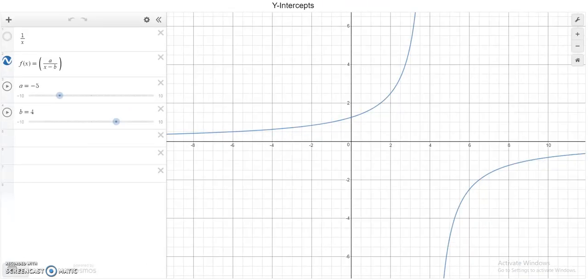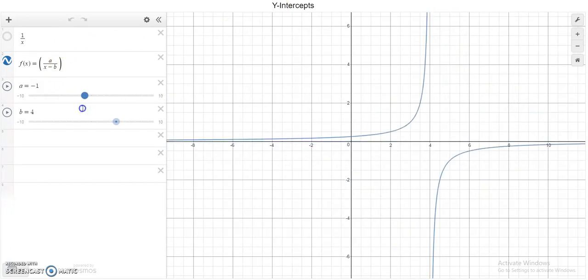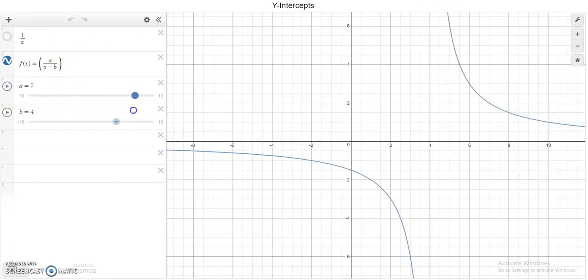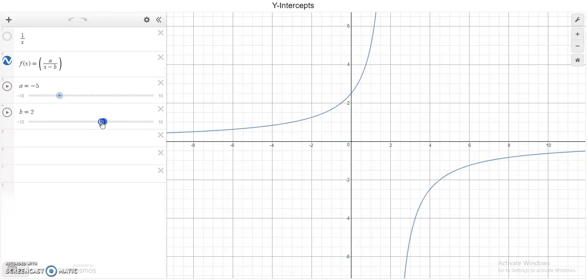So look at our y-intercepts. This function here has 0 y-intercepts because it never crosses that axis, no matter what you change a or b to.